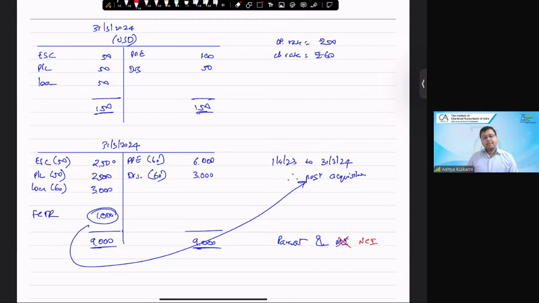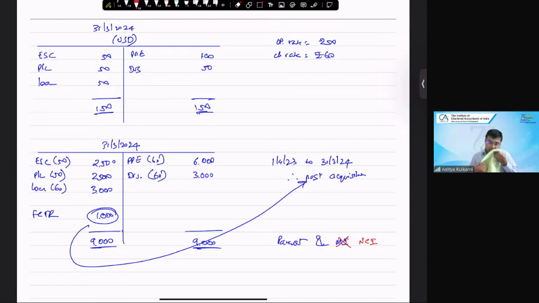Did you hear about NCI? Yes, sir, I have heard. अच्छा. जानते हो? Okay, fine. So for now, it's not exactly minority interest, but आज के लिए इतना समझ लो NCI minority interest are almost same. Okay. So this FCTR, does it belong only to the parent or should it be split between parent and NCI?